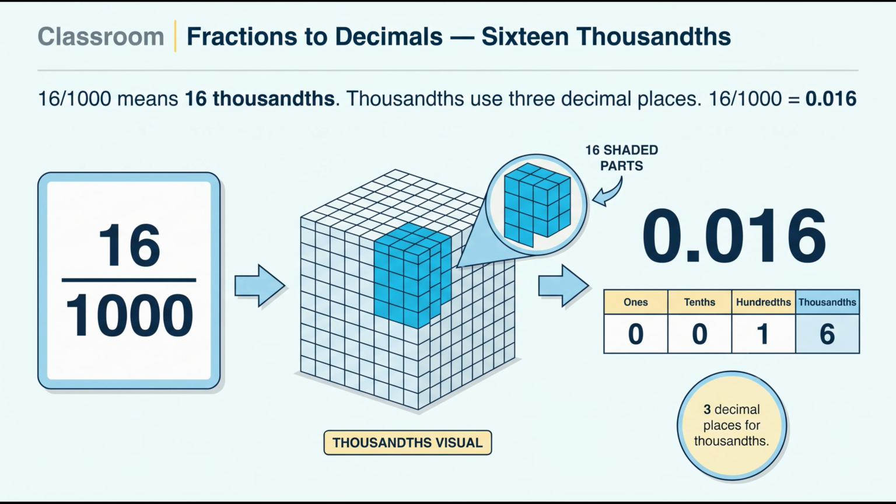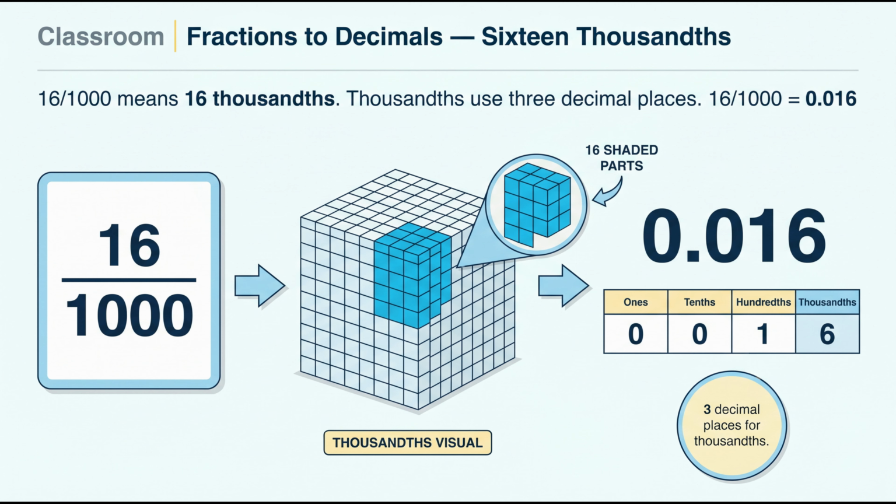Fractions to decimals, 16 thousandths. 16/1000 means 16 thousandths. Thousandths are written using 3 places after the decimal point, so we write 016 after the decimal point. Therefore, 16/1000 equals 0.016.